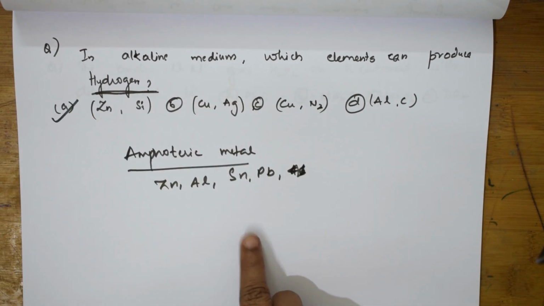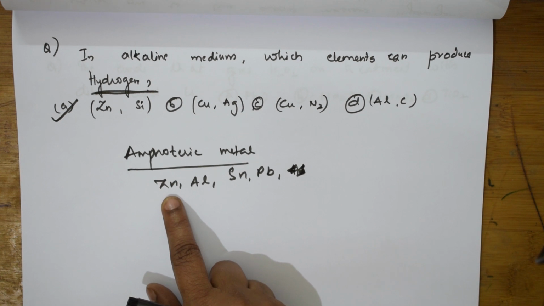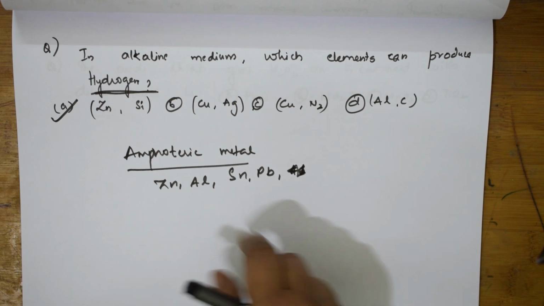So remember, the amphoteric metals will react with both acid and base. If zinc reacts with HCl, it will become zinc chloride. If it reacts with sodium hydroxide, it becomes sodium zincate. So this is the thing.